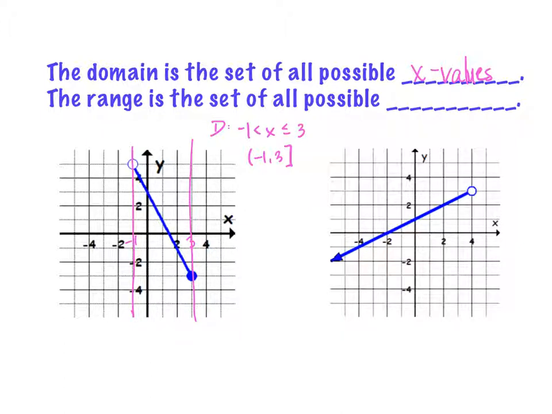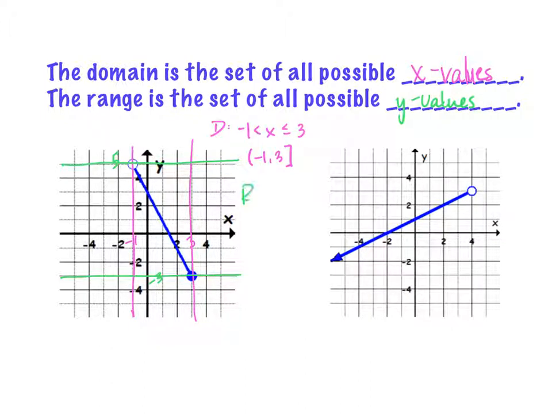Our range, let's do that one in green. That's the set of all possible y values. And I always want to go lowest to highest there. So if you can just flatten your pencil, like lay your pencil down, your lowest y value is at -3, and your highest y value is at 5.